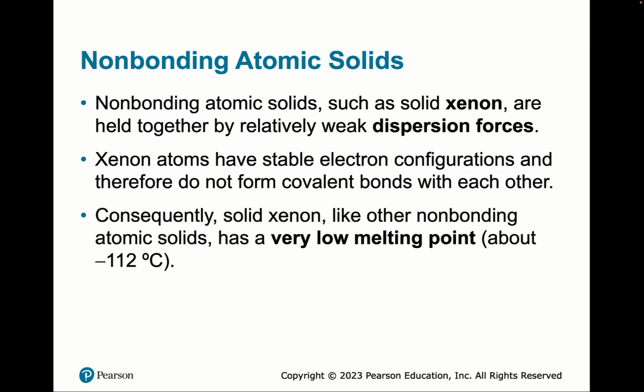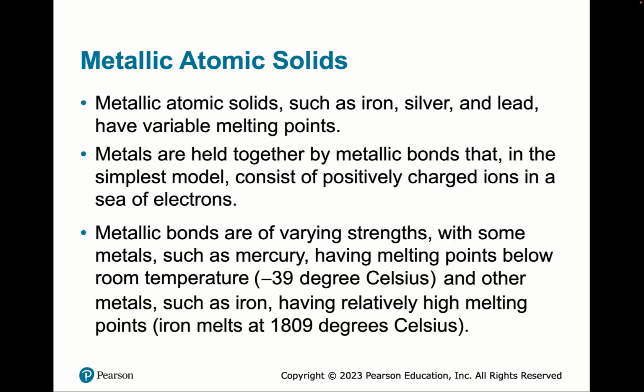So something like xenon, it's only held by dispersion forces, so these have a very low melting point, negative 112 degrees Celsius, that's not a very high melting point at all. Let's talk about metallic atomic solids. We have to talk about what a metallic bond is. A metallic bond is kind of like a bunch of positively charged ions in a sea of electrons, and the sea of electrons can flow around, and this explains a lot of properties about metals.